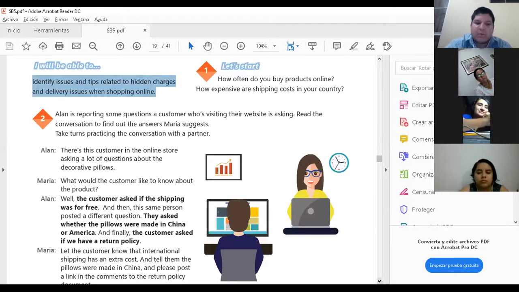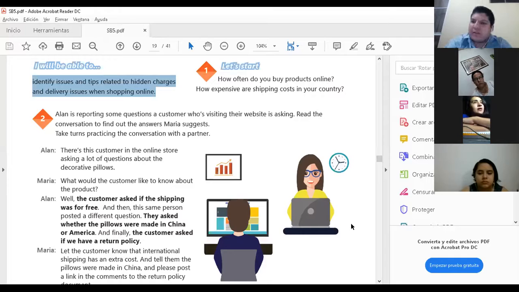Identify issues and tips related to hidden charges and delivery issues when shopping online. So guys, before we go with this, have you ever had an experience with hidden charges? Do you know what hidden charges are to begin with? Oh, I don't. Do you know what hidden charges are? Yes. How can you define hidden charges?